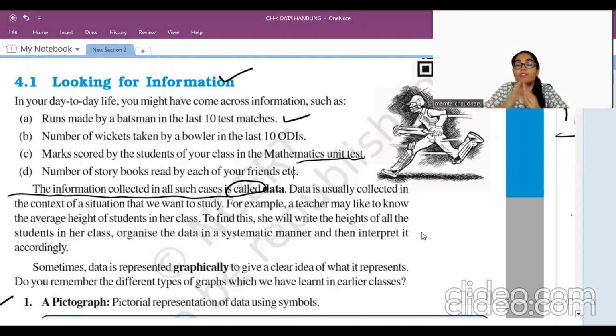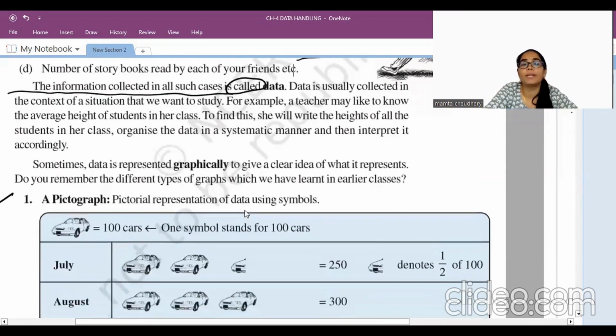So for that, first of all, the presentation of data comes. Now, presentation of data. Basically here we prefer geometrical or graphical presentation of data. So the first is pictograph.